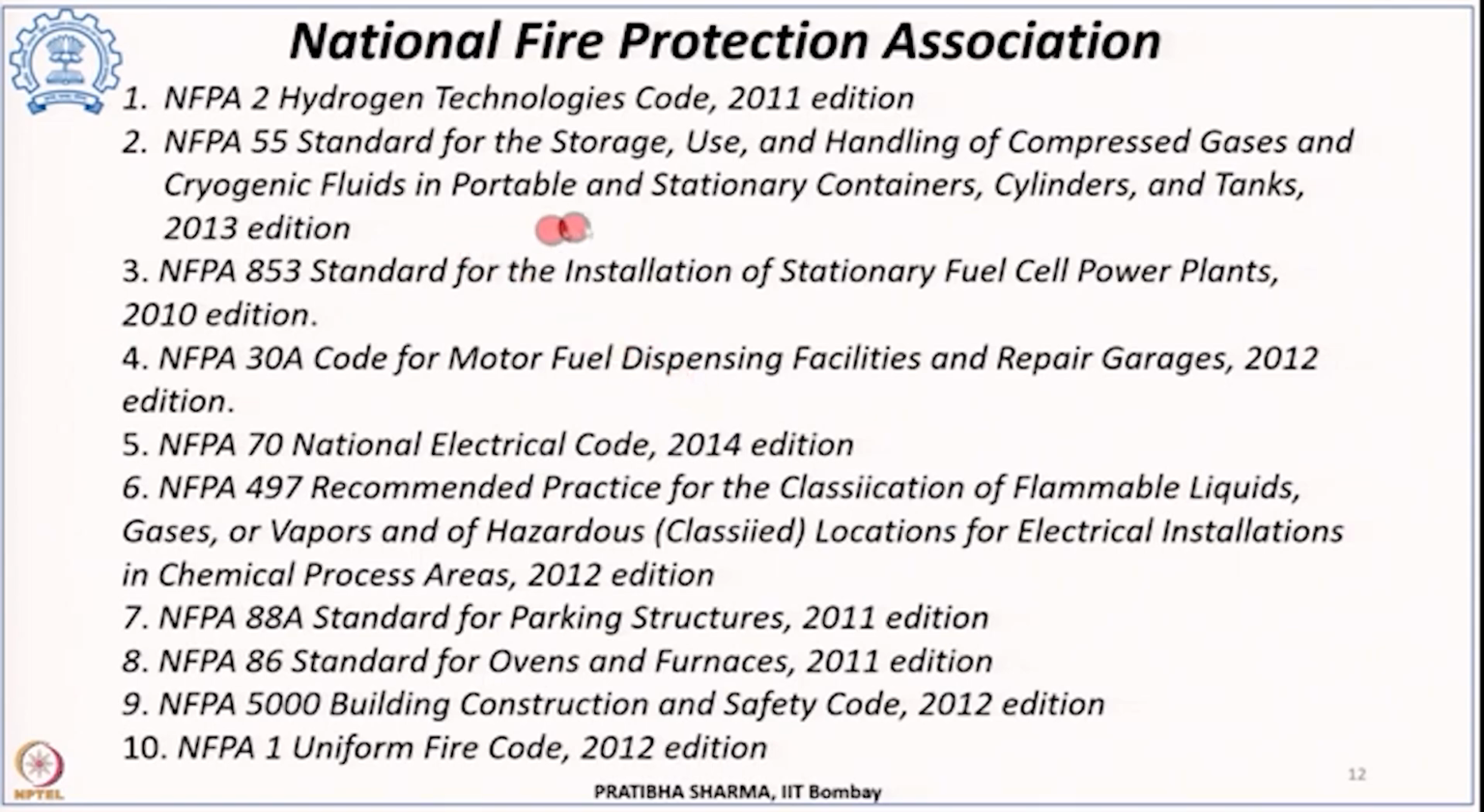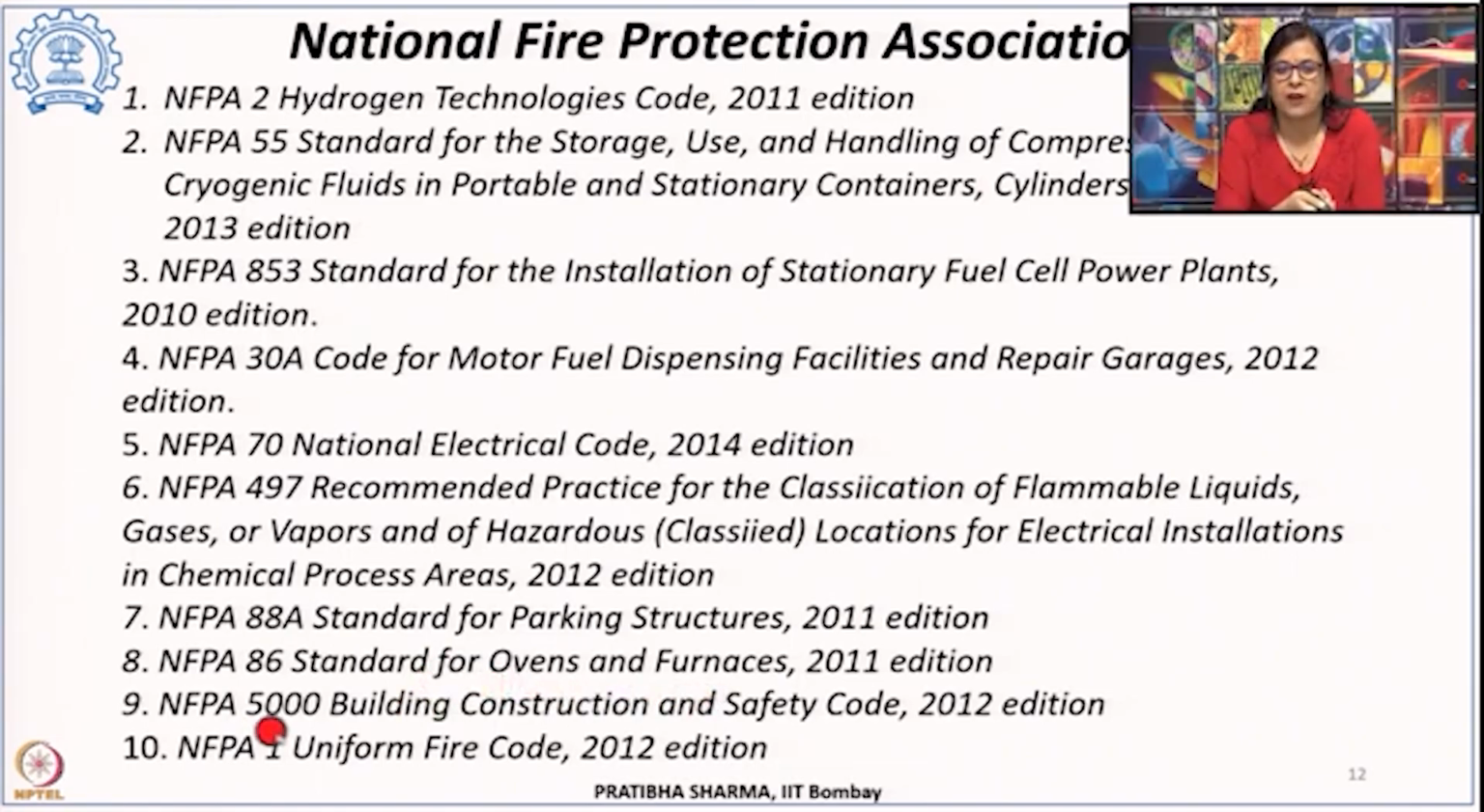NFPA 2 about hydrogen technologies, NFPA 55, the standard for storage, use and handling of compressed gases and cryogenic fluids in portable and stationary containers, cylinders and tanks. NFPA 853 about the installation of stationary fuel cell power plants. NFPA 30A about motor fuel dispensing facilities. NFPA 70 about the National Electrical Code. 497 about the classification of flammable liquids. 88A about parking structures, and about ovens and furnaces, their usage. 5000 about building construction and safety code.